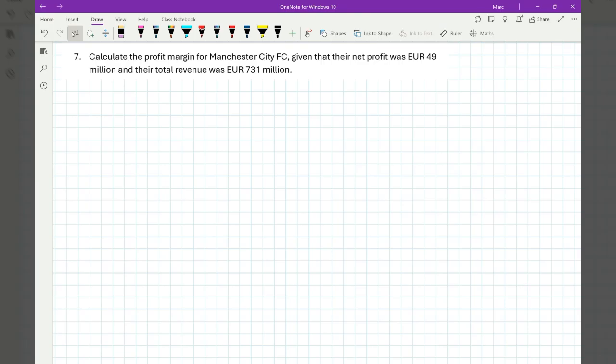Question number 7, last one for this video, then I'm going to wrap it up. Calculate the profit margin for Man City, given that their net profit was 49 million euros, and their total revenue was 731. Pause the video and have a go. Okay, so profit margin is going to be the amount of profit divided by the revenue. And then we multiply that by 100 to turn it into a percentage. Times that by 100, and we get 6.7%.